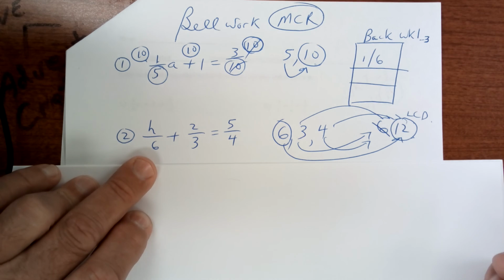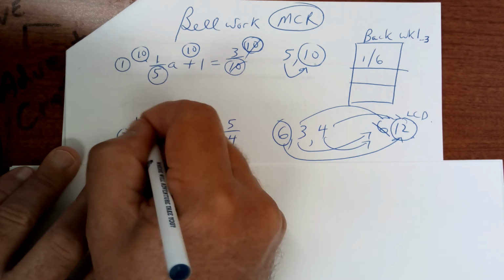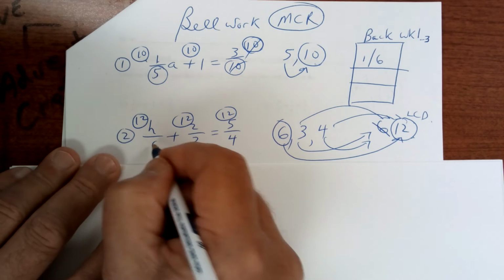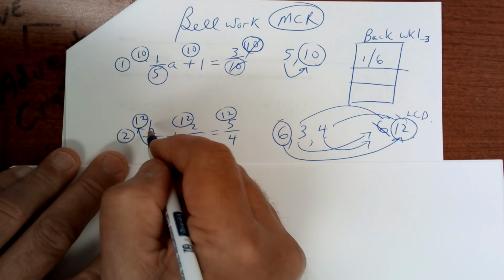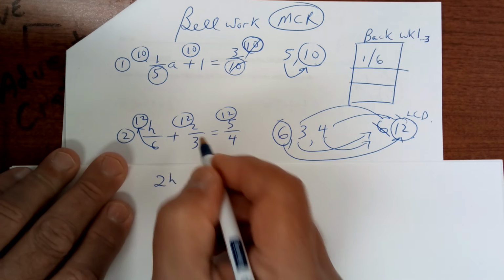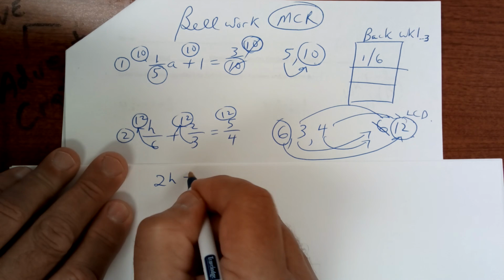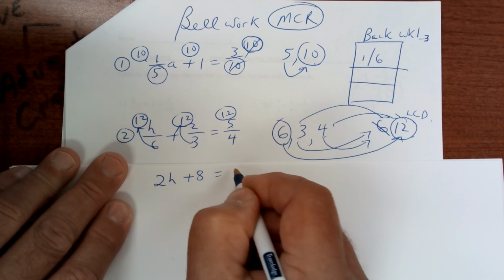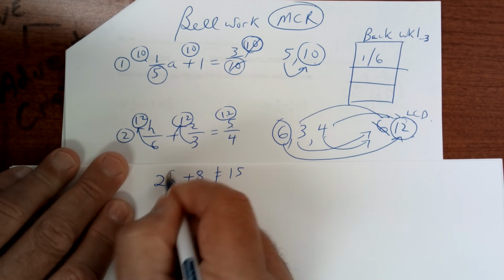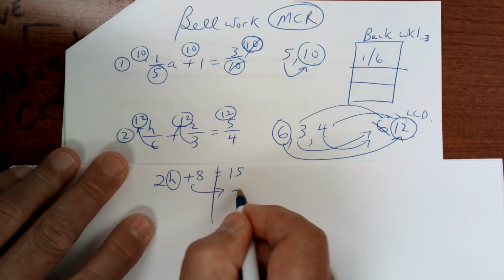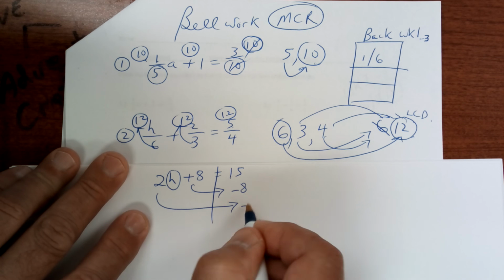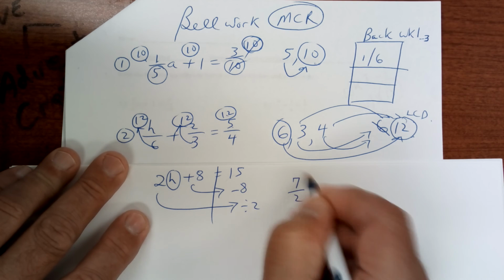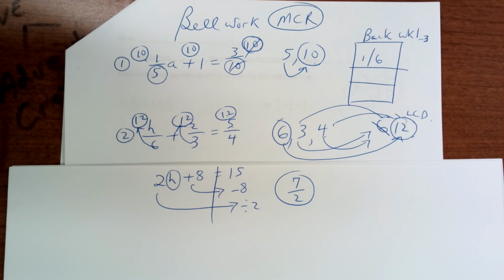So we're going to multiply everything by 12 here. 6 goes into 12 2 times, and 2 times h is 2h. 3 goes into 12 4 times, 4 times 2 is 8. The 4 goes into 12 3 times, 3 times 5 is 15. And you're going to solve this equation, so you're going to subtract 8, and you're going to divide by 2. So when you subtract 8, I think you get 7. And when you divide by 2, you get 7 over 2. And that's how you do it.